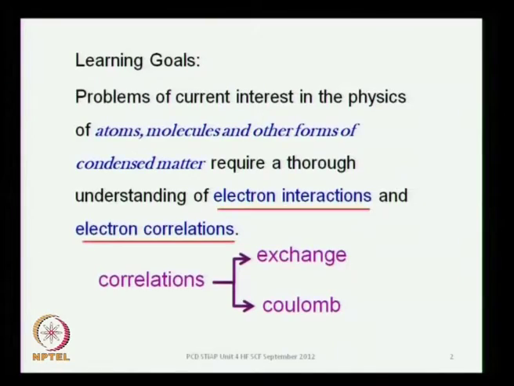And I will make a distinction between interactions and correlations. This difference will become clear as the discussion progresses, because correlations has a specific connotation which will become very clear. And in particular, I will talk about two different kinds of correlations, one which are known as exchange correlations, and another kind of correlations which are known as Coulomb correlations. So, we will talk about both of these in this unit.